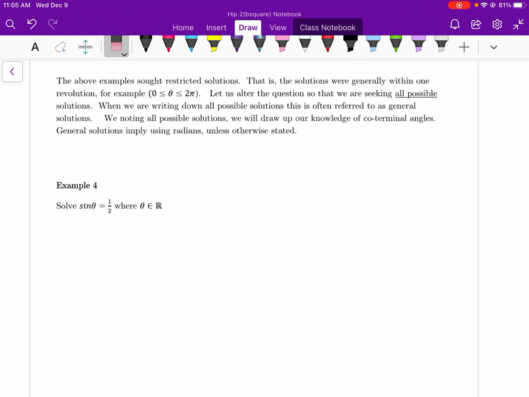So the above examples were what we call restricted solutions. Generally speaking, when we look for a restricted solution, it's within one revolution. But really what we're saying is we're only looking for theta within a specific domain. So what we're going to do is alter the question so that we're seeking all possible solutions. When we seek all possible solutions, this is known as the general solution or general solutions.